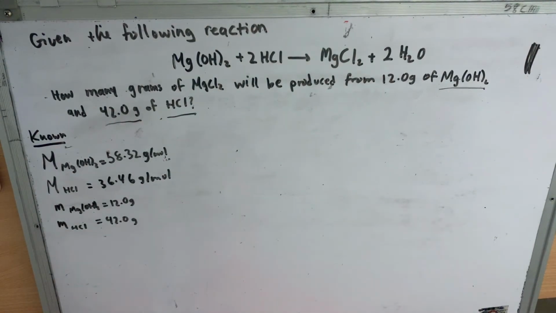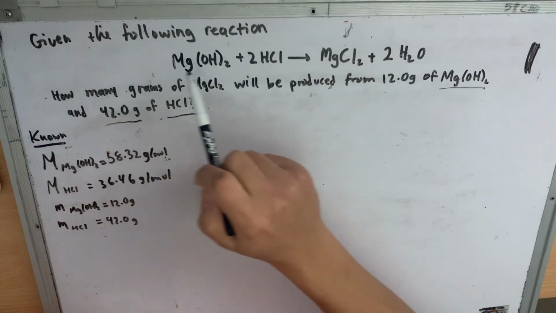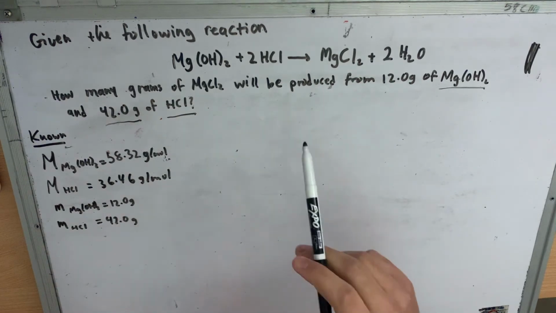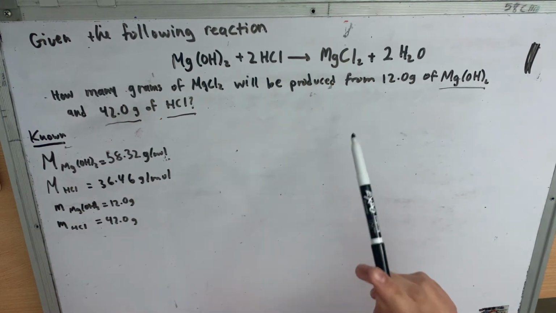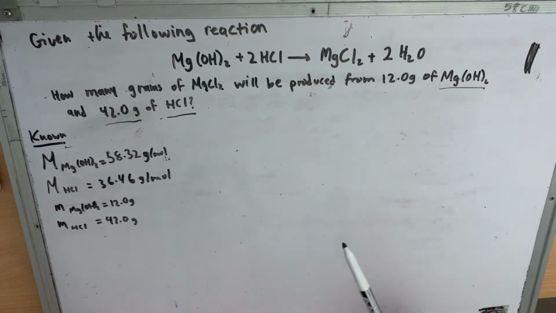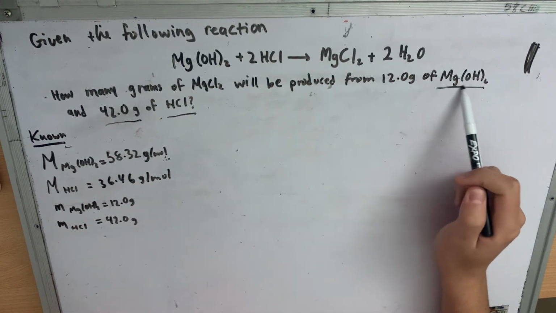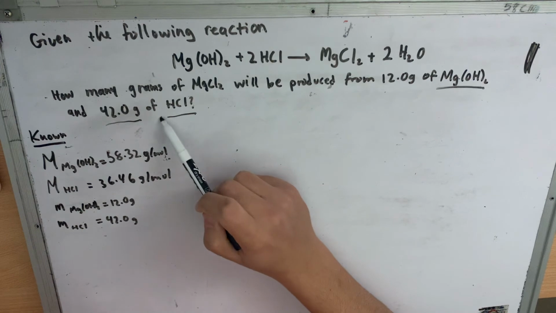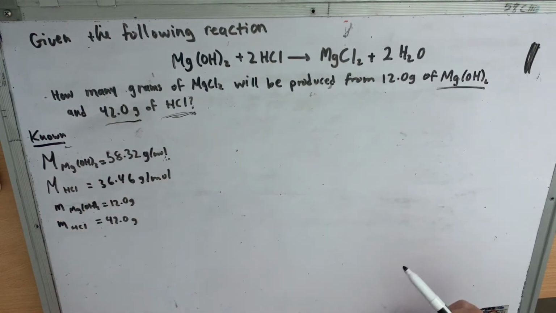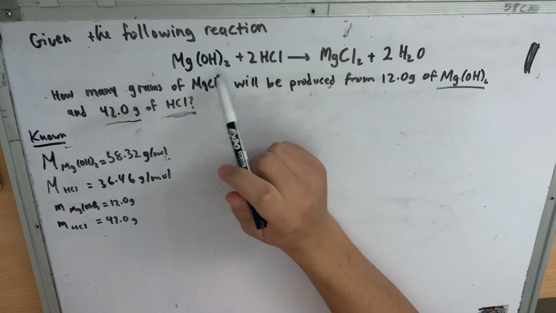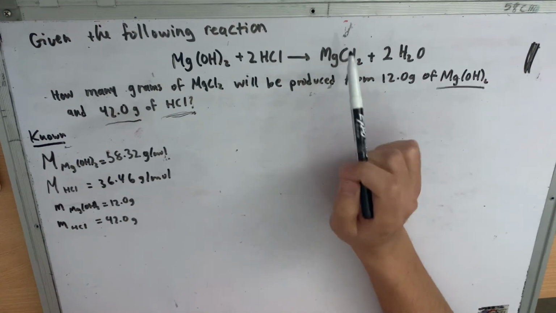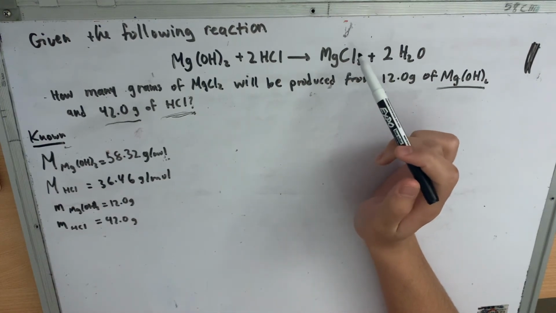Hey guys, so here's our second example for the tutorial, and it's the limiting reagent example. It reads, given the following reaction, MgOH2 plus 2HCl reacts to form MgCl2 plus 2H2O, how many grams of MgCl2 will be produced from 12 grams of magnesium hydroxide and 42 grams of HCl? For this reaction, unlike the other one with potassium chloride decomposition, it has two reactants. So we really have to figure out which one of these reactants is going to be the limiting reagent that affects the final mass of this product that we're trying to find.